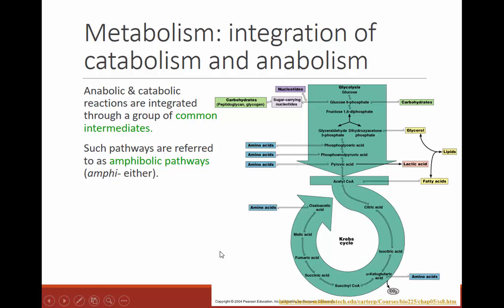So we don't just have all anabolism or all catabolism, there's always a mixture of them. So you need to be able to integrate both of those systems, and you can do that through some common intermediates. You can see here where those are happening. Some come in, some come out. And if the pathways can diverge, so it could go one way or the other, they're known as amphibolic pathways. It means that they can go either way.